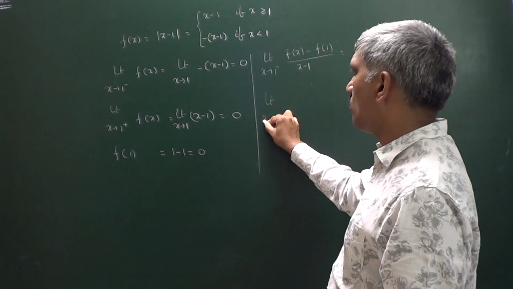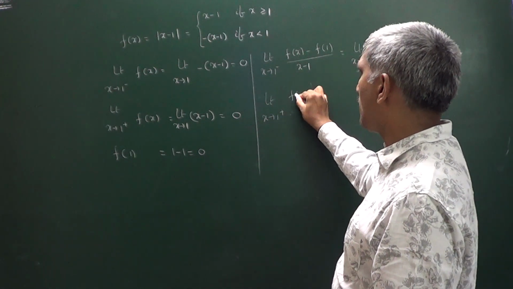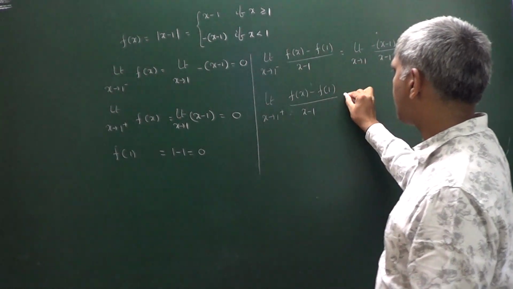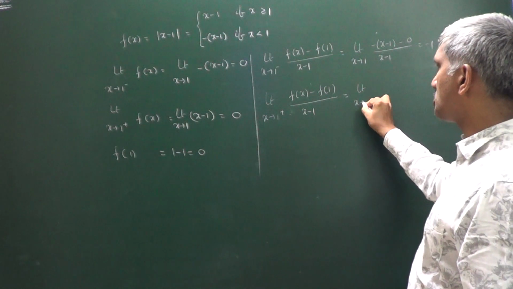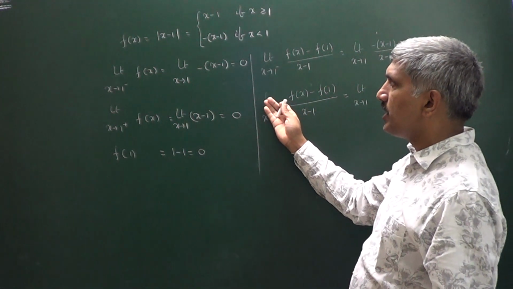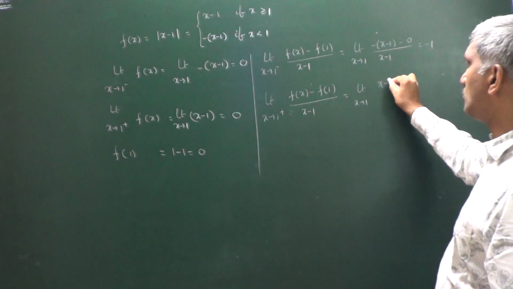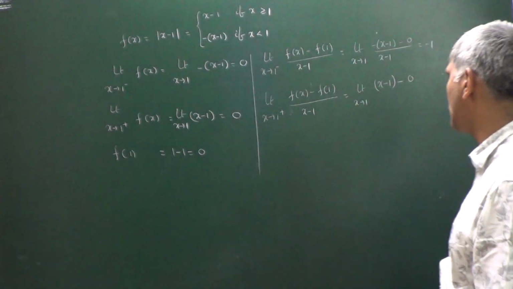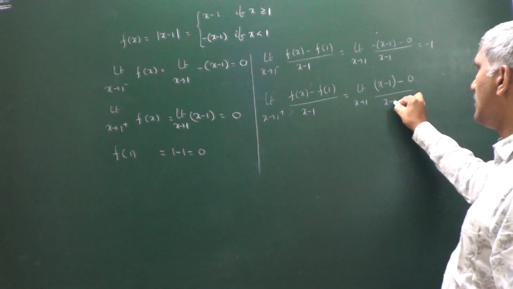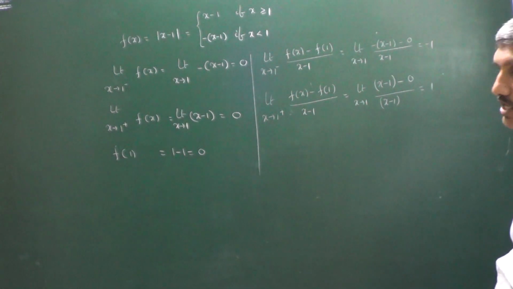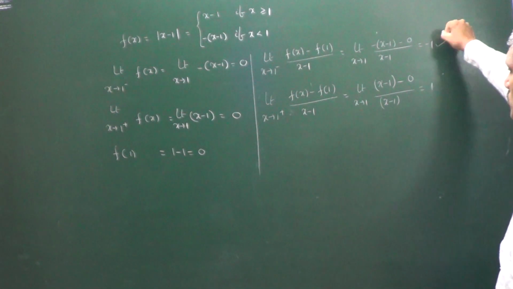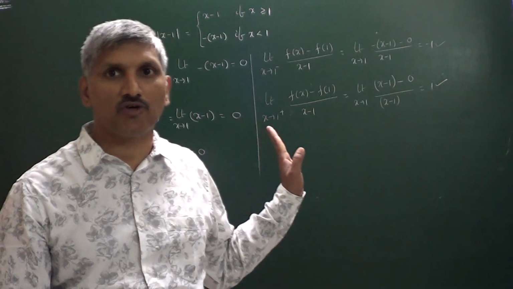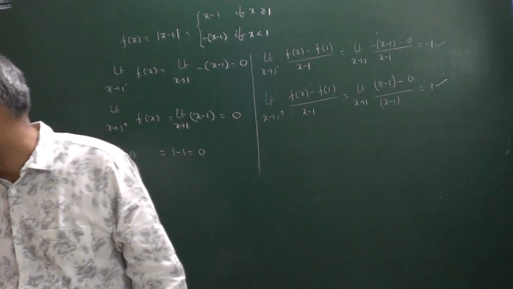Limit x tends to 1 plus of f of x minus f of 1 divided by x minus 1 is equal to limit x tends to 1 plus. 1 plus means greater than 1. In the greater than 1 case, the function is x minus 1, minus f of 1, which is 0, divided by x minus 1. Here x minus 1 gets cancelled, we are getting 1. Left hand derivative is not equal to right hand derivative, so the function is not differentiable at x equals 1. So that is the way to approach in the board exams.